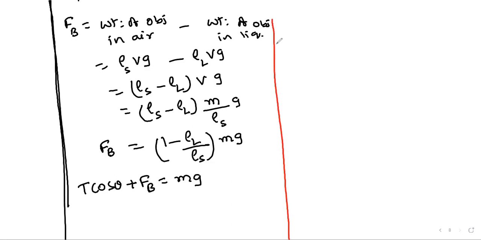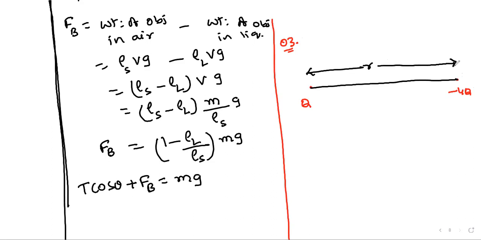Next, suppose the third application. I have two particles. This one is Q and this one is minus 4Q. They are separated by a distance. Let us consider this separation distance as R. Let us consider this point as A and this point as B.